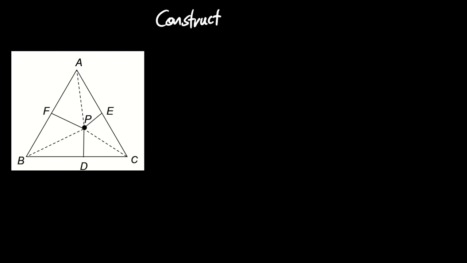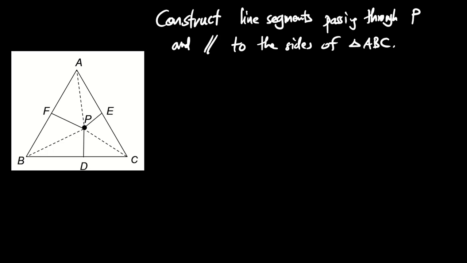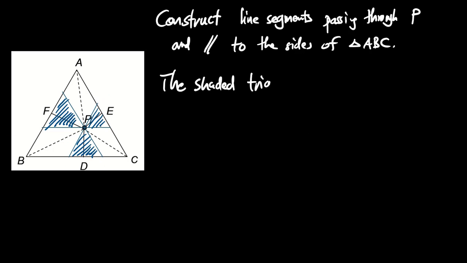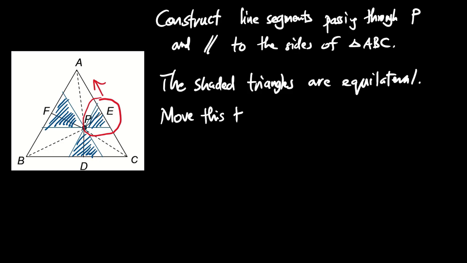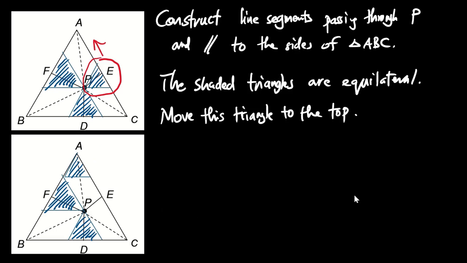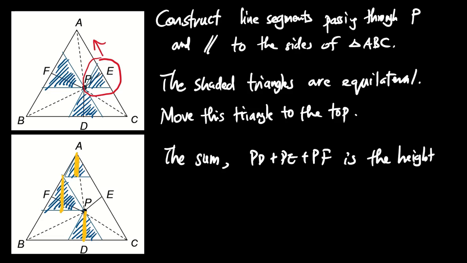Let's start with a geometric idea. Draw lines through point P that are parallel to the sides of triangle ABC. This creates 3 smaller equilateral triangles inside the original triangle. If we rearrange these triangles into the corners, their combined heights give the height of triangle ABC. So the sum PD plus PE plus PF equals the height of triangle ABC.